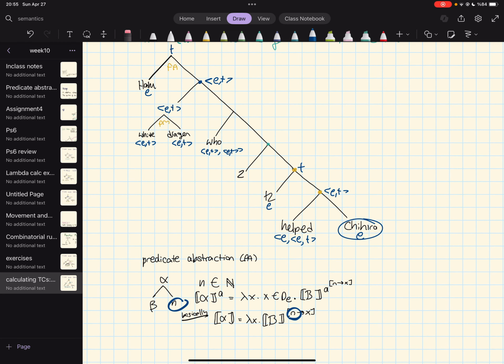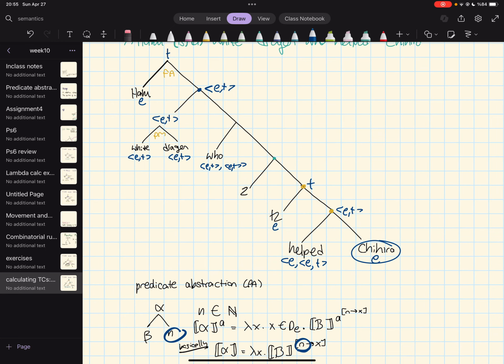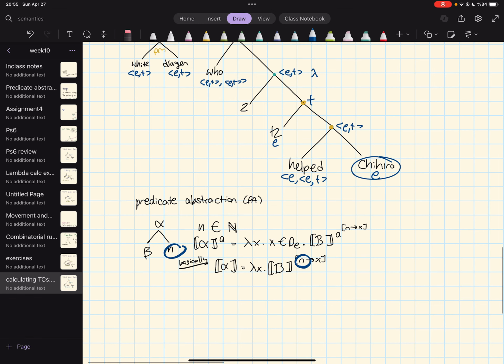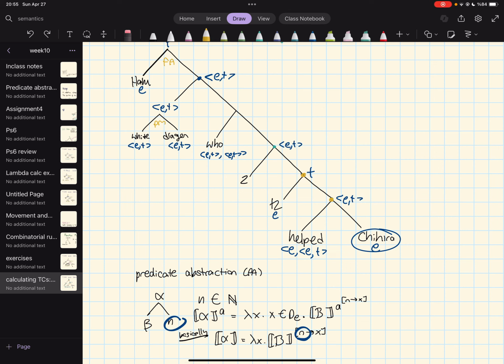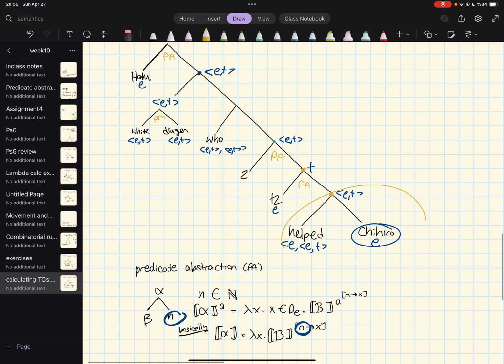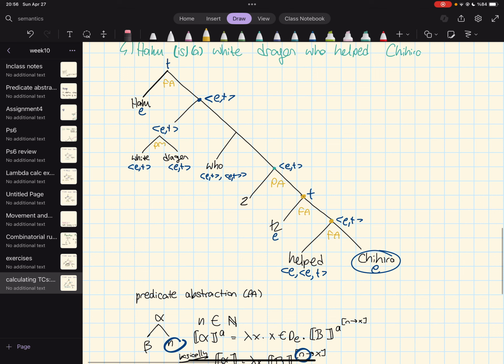What we can say is when we have an index like this, its mother has to be of type ET. We need to use a lambda here because of predicate abstraction. So what I can say is that we need to use predicate abstraction to calculate this one. Also for this one, we use function application. It's just basic. This one is also function application because Chiro is the argument, helped is the function, and it returns ET as its mother, which makes perfect sense.